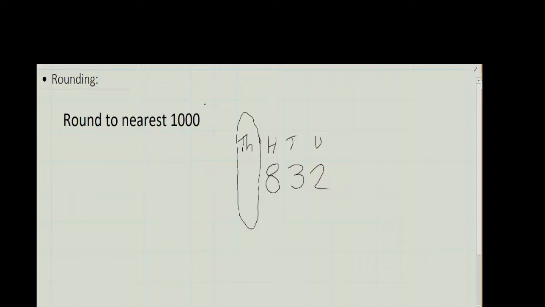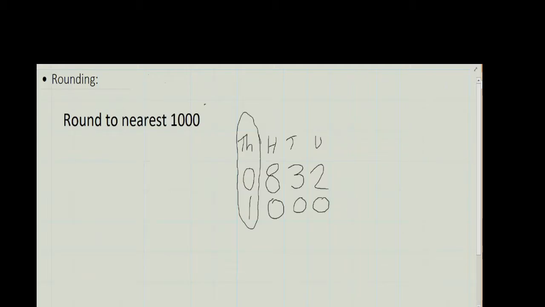What happens to this 1,000? It's currently a 0, isn't it? It's currently nothing. What happens to the 0? It has an 8 next door. 8 is a big strong digit, so it'll pull it up to a 1. Nothing to copy in front, place zeros after. So it actually works. It turns out to be 1,000.